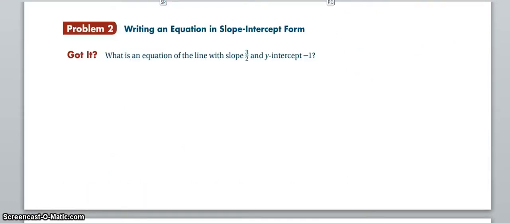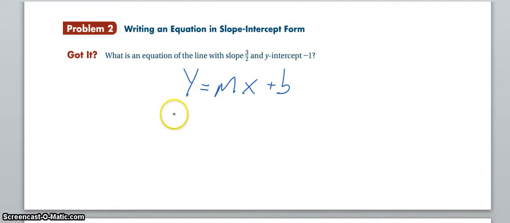So now go ahead and try to write this equation, which means pause the video and put it into y equals mx plus b form. So I like to start by writing out y equals mx plus b and then replacing what values I know with the numbers I know. So pause the video now and try to do that.